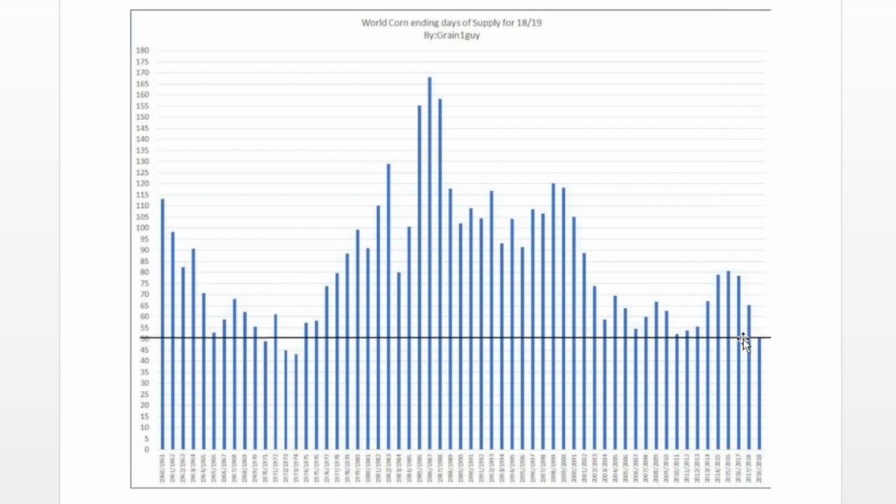I'd look at a market like corn, and I think corn is going to have an enormous move in the next 2 years or so. This is a chart of the world ending stocks of corn, and this goes back to 1961, and this black line here is 50 days of supply at the end of a crop year. And you can see that this year we're expected to drop below that level, and we've only been below that level 3 times since the early 1960s. We've approached it a few times, but only 3 times, and that's extremely tight supply.